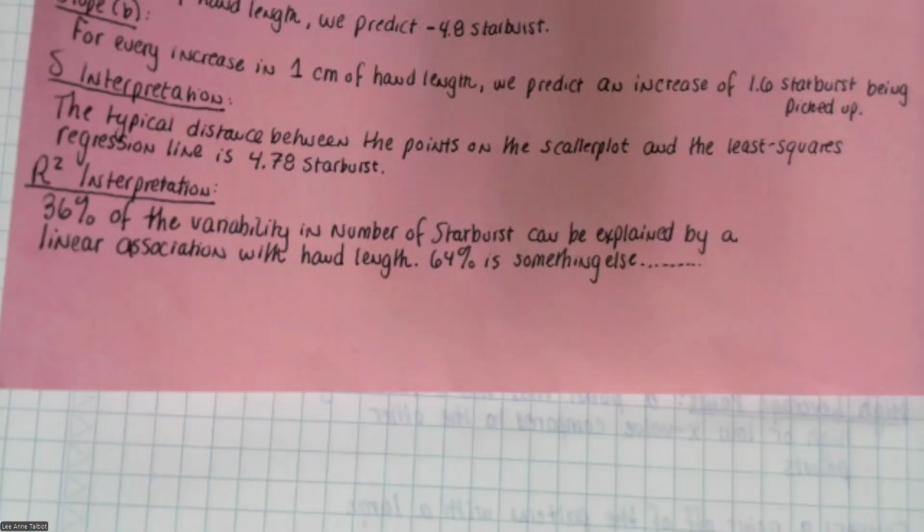It's just fun to think about. 64% is something else, like grip strength or what did I say? Palm size? What else did you guys say that was cool? Oh yeah, fingernails. Oh yeah, speed, technique, Squidward, technique. Yeah, anyway, 64% is other variables.